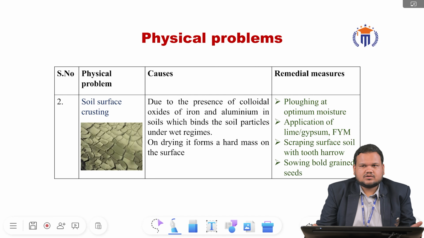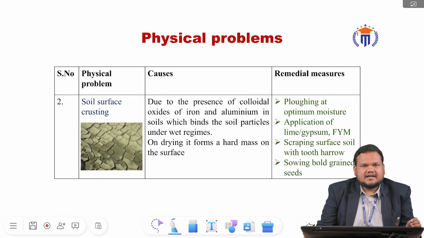The second problem is soil surface crusting. As you can see in the photo, soil surface crusting is a very hardened layer, around 0.5 mm to around 5 mm in thickness, which is formed due to the colloidal oxides of iron and aluminium, which bind the soil particles under wet regimes. Basically, clay particles with a size of less than 0.002 mm enter into the macro and micropores, where macropore spacing is more than 0.08 mm and micropore spacing is less than 0.08 mm.